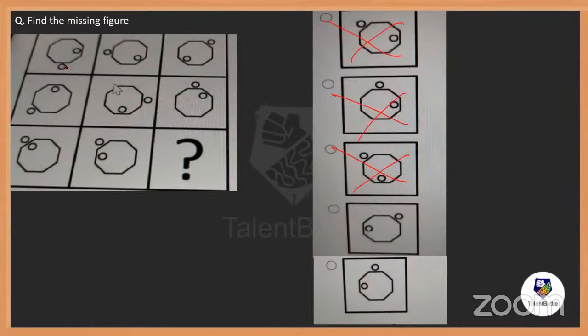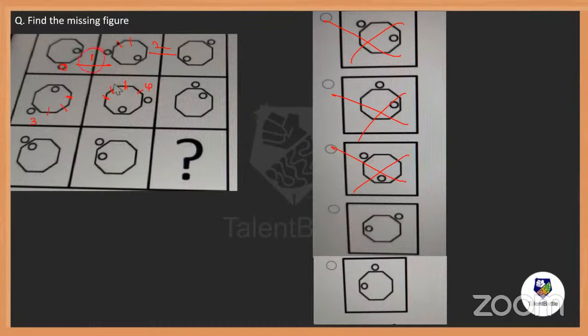Now let's check outside. So first it is here. Right now it is here. Means 1 position skipped. Next, 2 positions skipped from here to here. And next from here to here. Means what happened? 3 positions are skipped. Next from here to here. So 1, 2, 3, 4 positions are skipped.